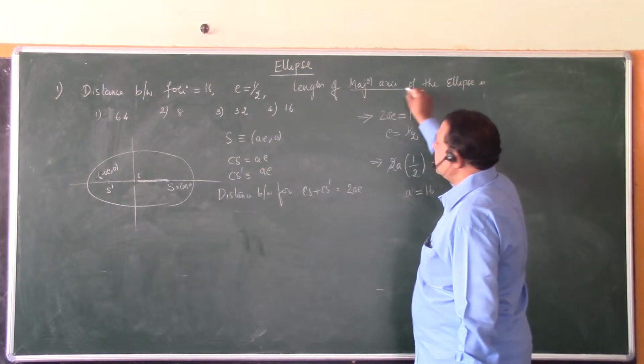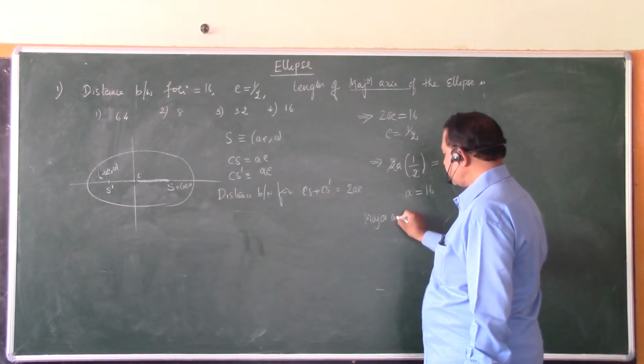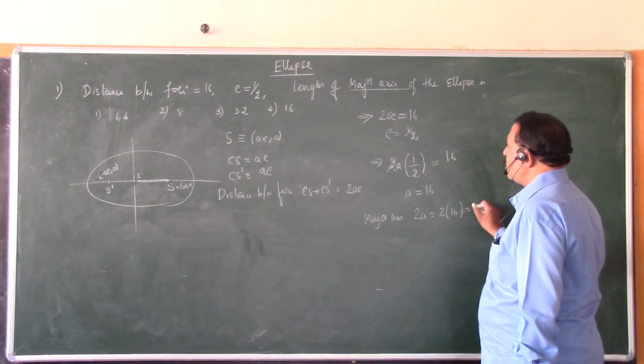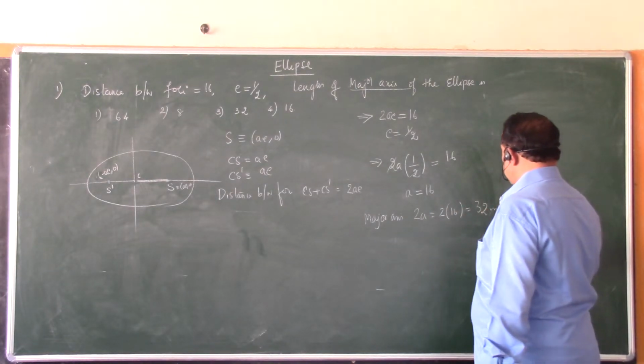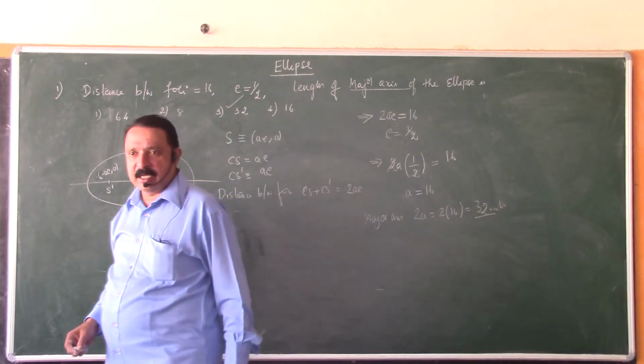Now you want to find the length of the major axis. What is the formula for the major axis? 2A. That is 2 into 16, which is equal to 32 units. That's the length of the major axis. Option 3 is the correct answer.